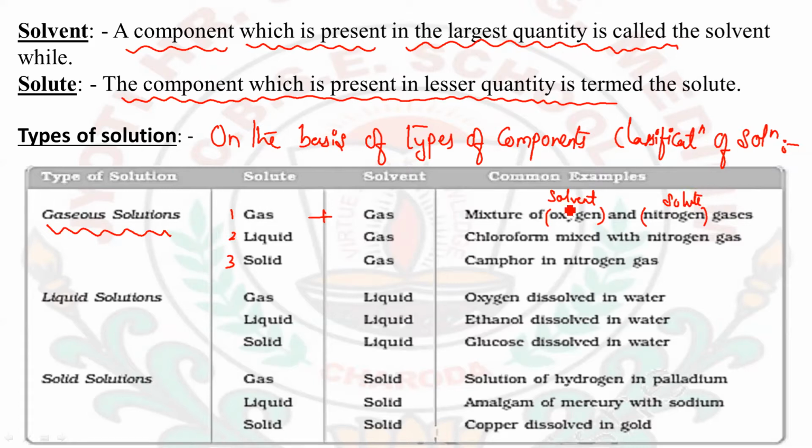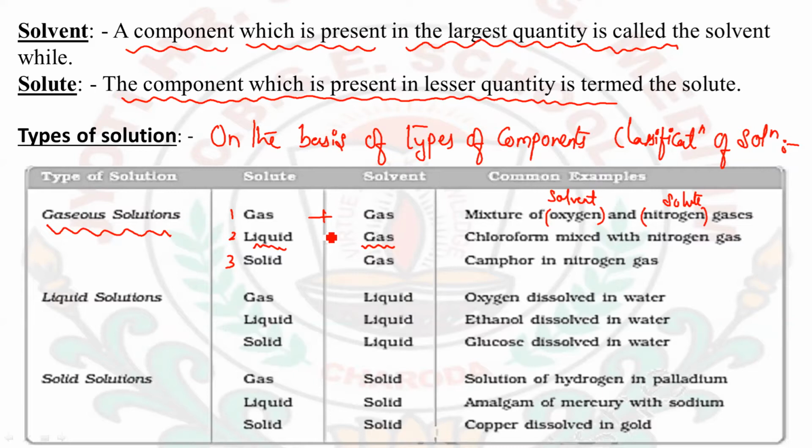But it can be changed, it can be vice versa also. If the nitrogen gas amount is more, then it will be acting as a solvent there, and if the oxygen gas amount is very less, then it can be acting as a solute there. Okay, the next type is the liquid plus gas solution.